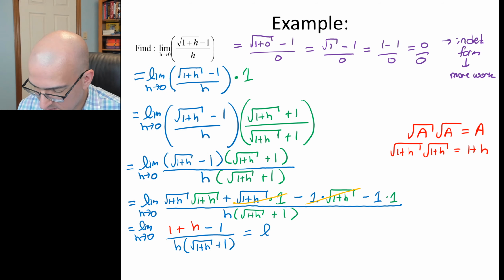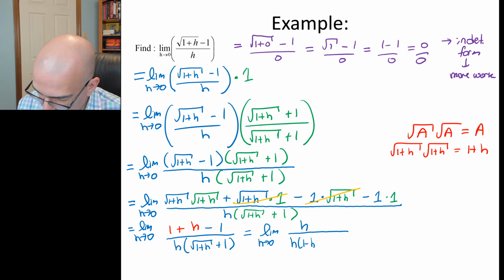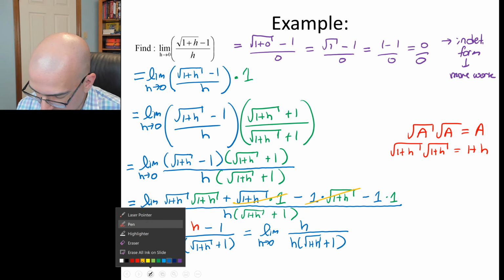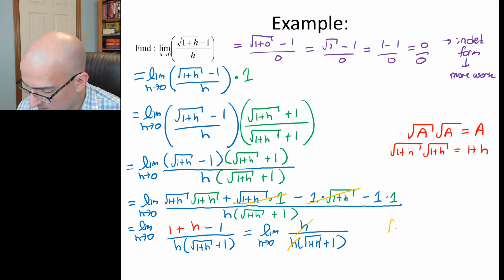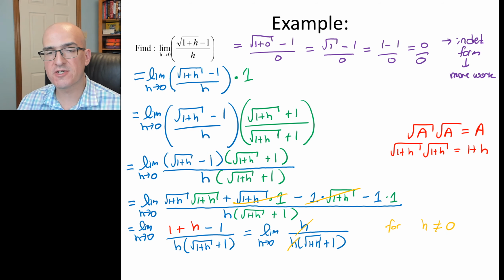So limit h approaches 0 of h over h times the square root of 1 plus h plus 1. Oh, forgot the square root. And now the h's top and bottom are going to cancel for h not equal to 0. So now we've replaced the function by an equivalent function except at exactly the value of the limit.